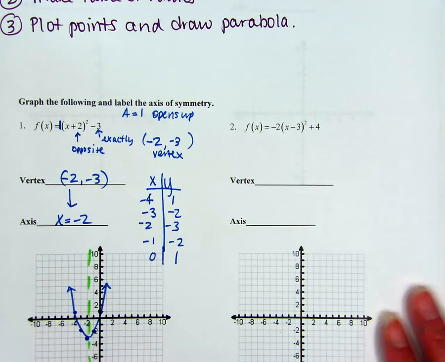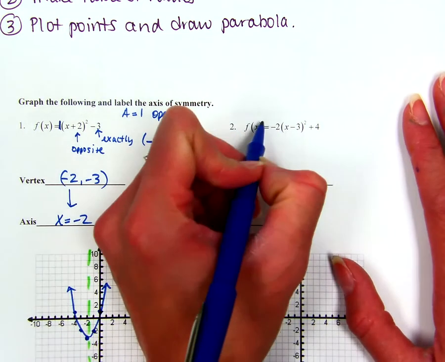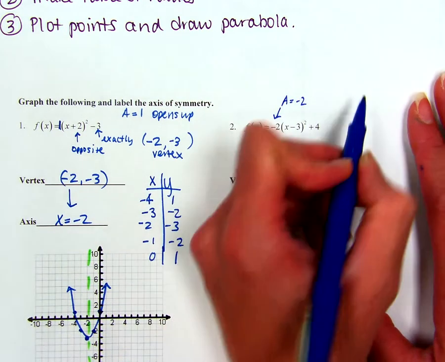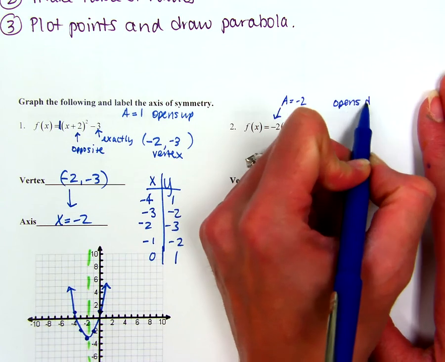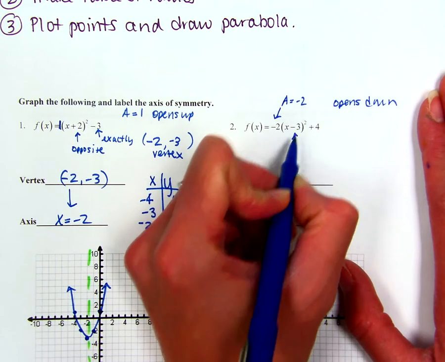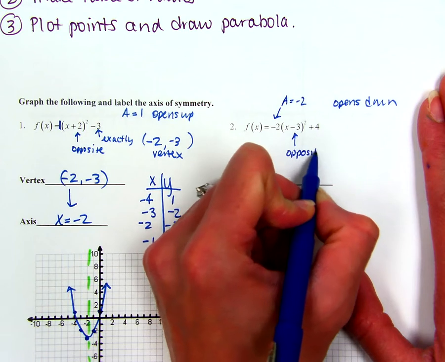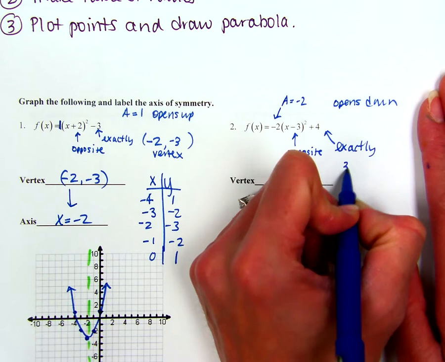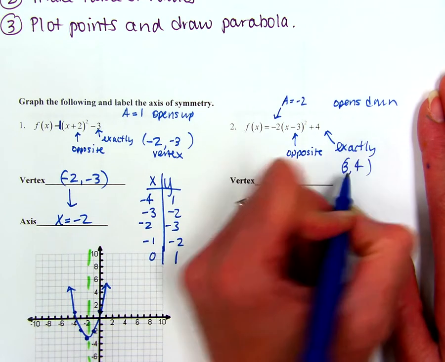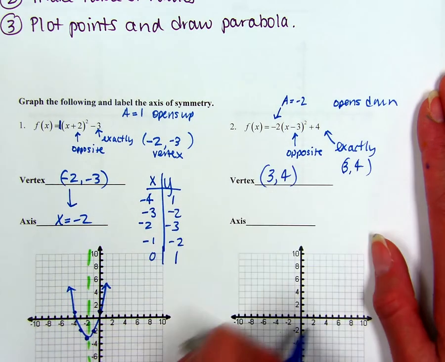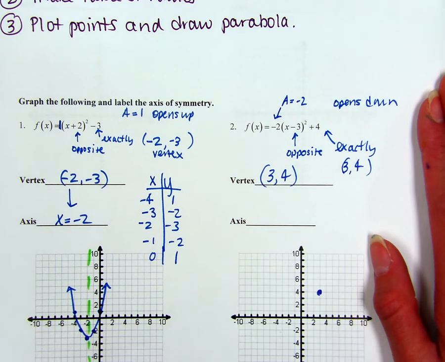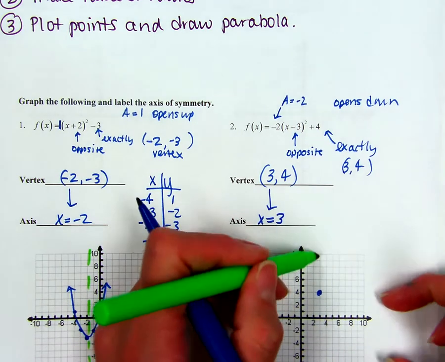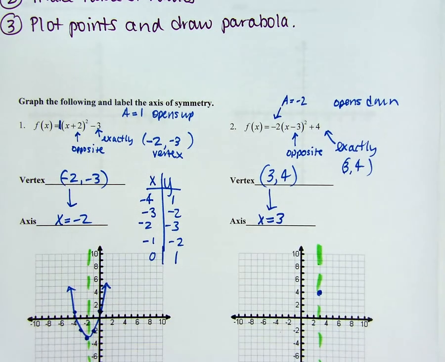Alright, so you'll find that these vertex form problems are a lot faster than what we did yesterday. So this number tells me my A, which is negative 2. That tells me that this should open down. Alright, then I'm going to look at the opposite of this value and exactly what that value says. So opposite of that is positive 3 and 4. So 3, 4 is my vertex. And then my axis of symmetry is x equals 3. That tells me my vertical line that goes through my parabola.